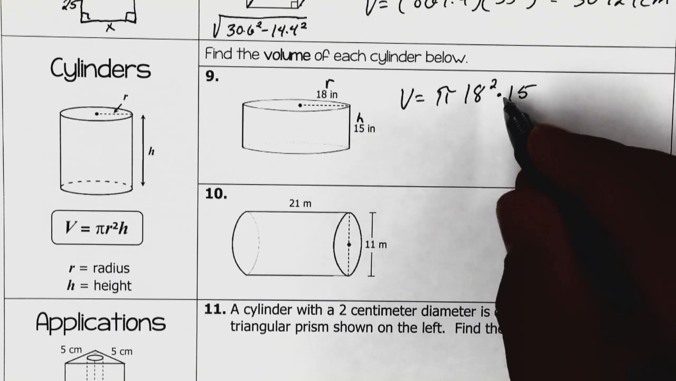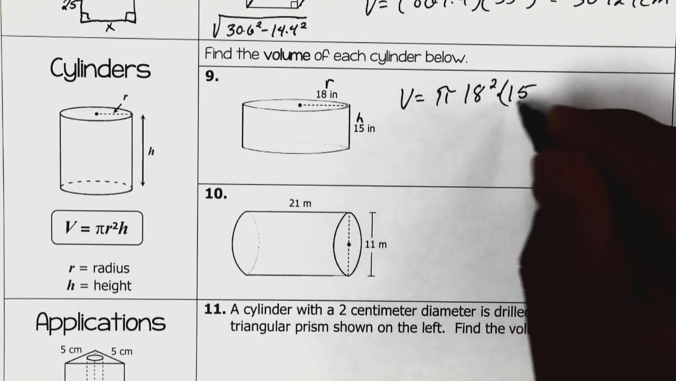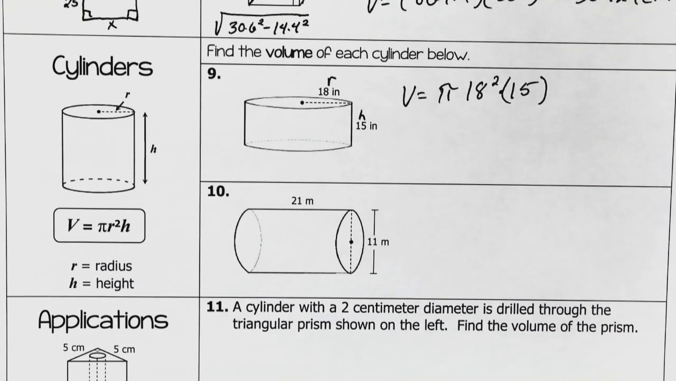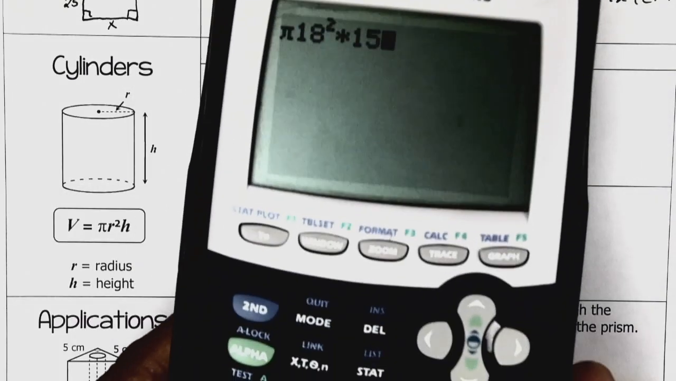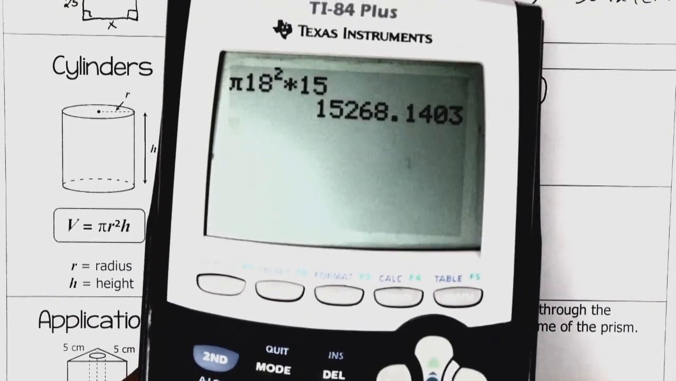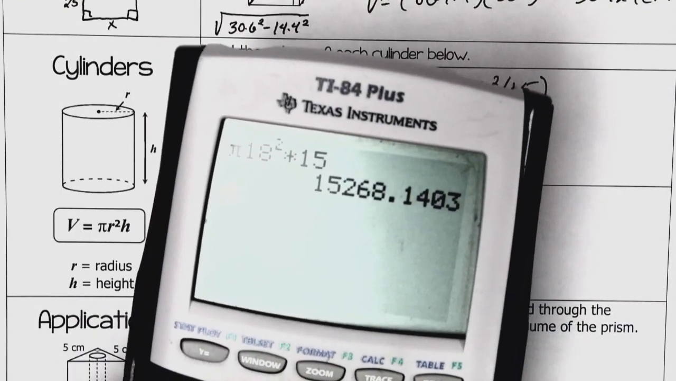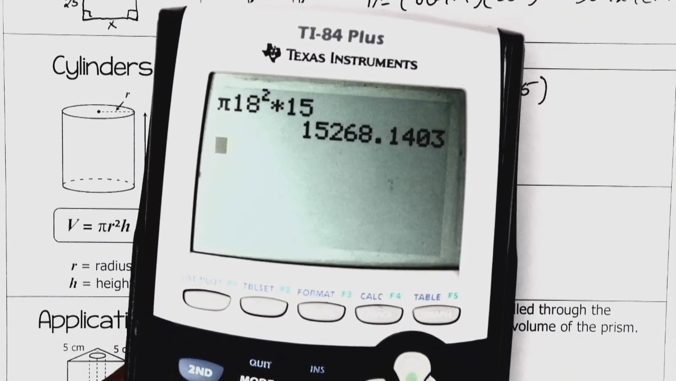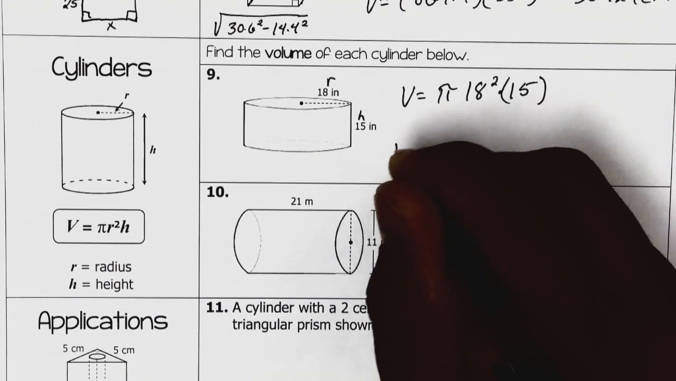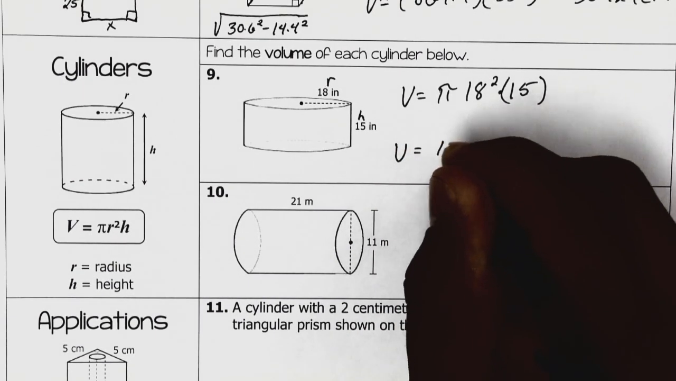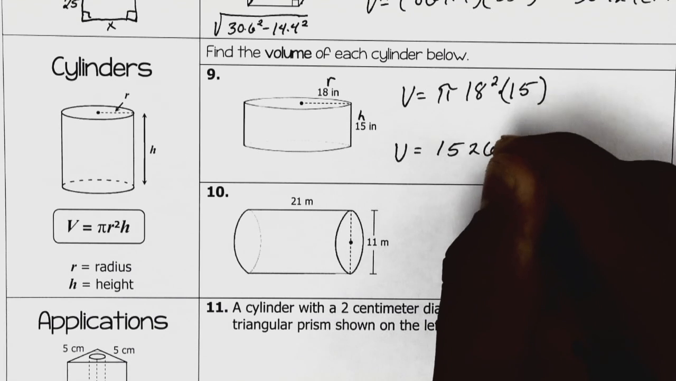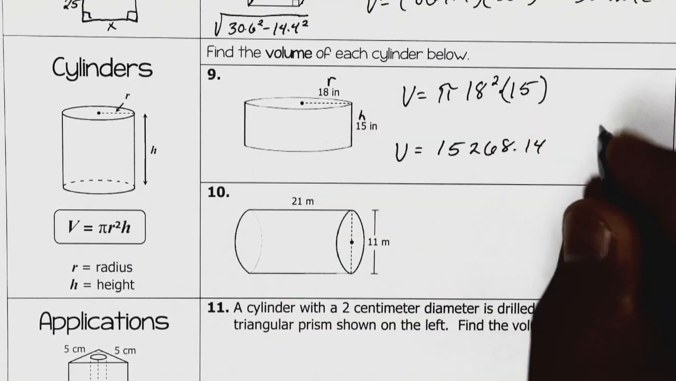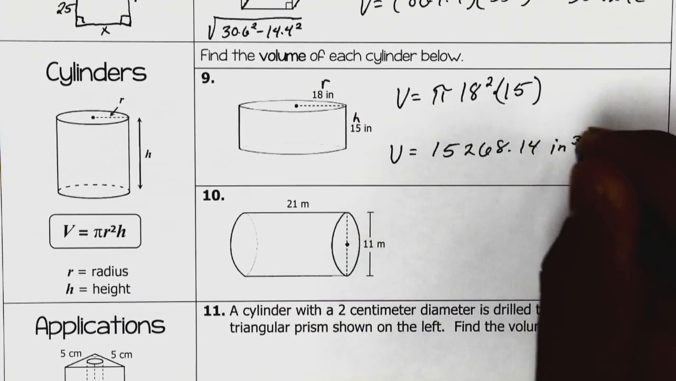So volume is equal to pi, r is 18, so 18 squared, times the height, which is the 15. So I mean, you can put the decimal or the multiplication point if you want to, or you can put in parentheses. I mean, it doesn't matter. So pi 18 squared times 15, and there it is. Let me just make sure my answer is correct. Yeah, it is. 15,268. So for these, we'll round to the nearest hundredth, so it'll be .14. So volume equals 15,268.14. So these are inches, so inches cubed.